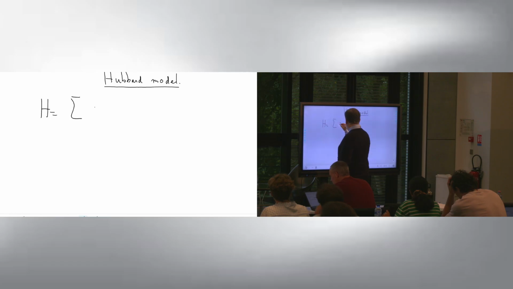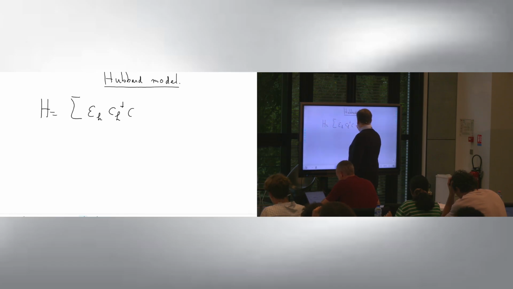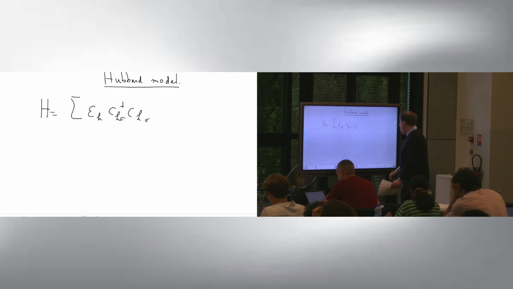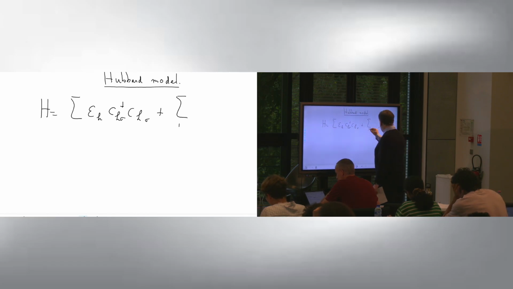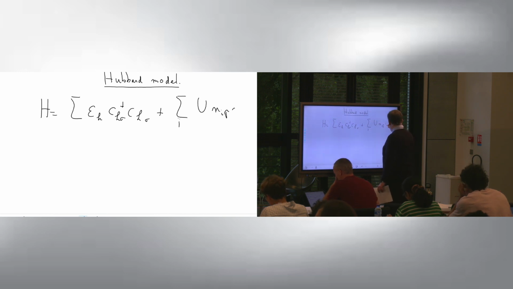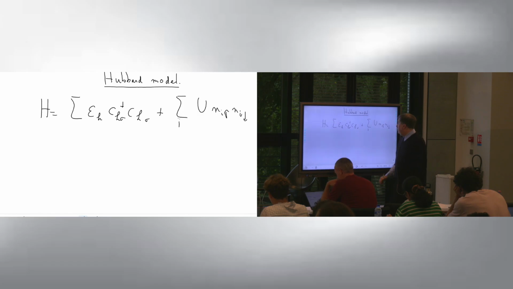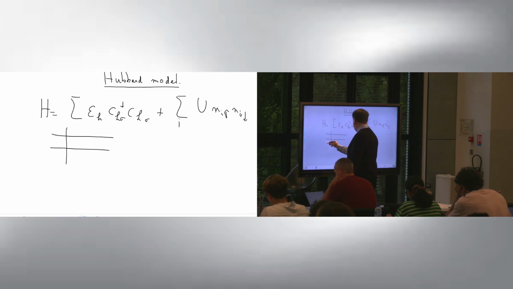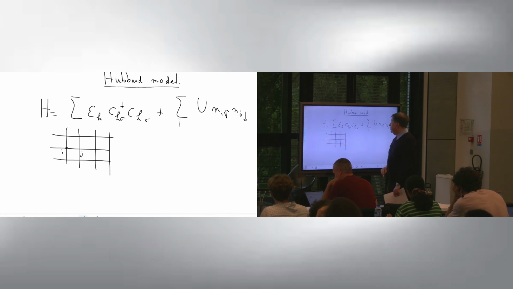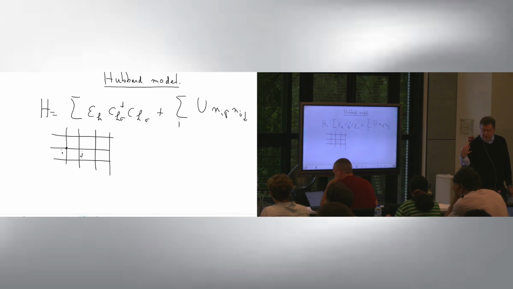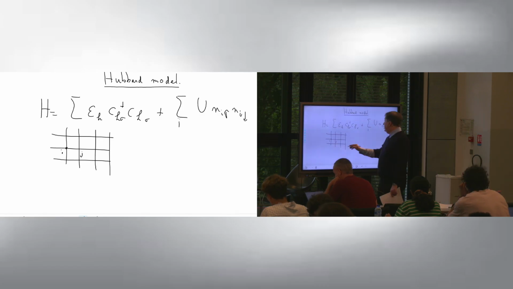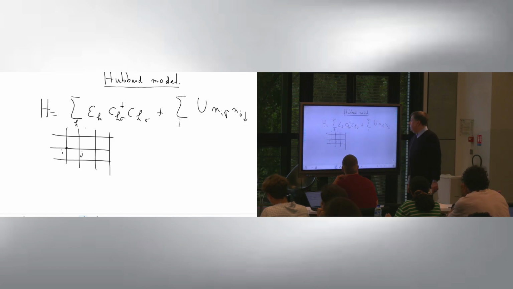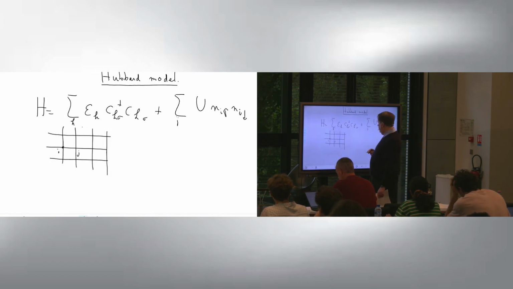We have the sum over k and spin sigma of epsilon k c dagger k sigma c k sigma, a non-interacting part, plus a sum over all the sites of U n i up n i down, where we have a lattice, let's say, for example, a square lattice, with sites i and j. And epsilon k is the Fourier transform of the hoppings between different sites. That's the non-interacting part, which would be a simple free electron problem. And the local interaction U.